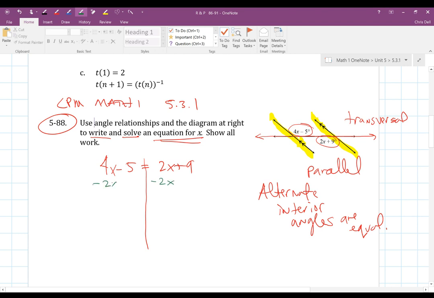So I've got to get my x's on one side. That becomes a 0. At the same time, I'll get my numbers on the other side. And I end up with 2x is equal to 14. And then divide both sides by 2. x is equal to 7. Okay, so there is my answer for x in this situation.